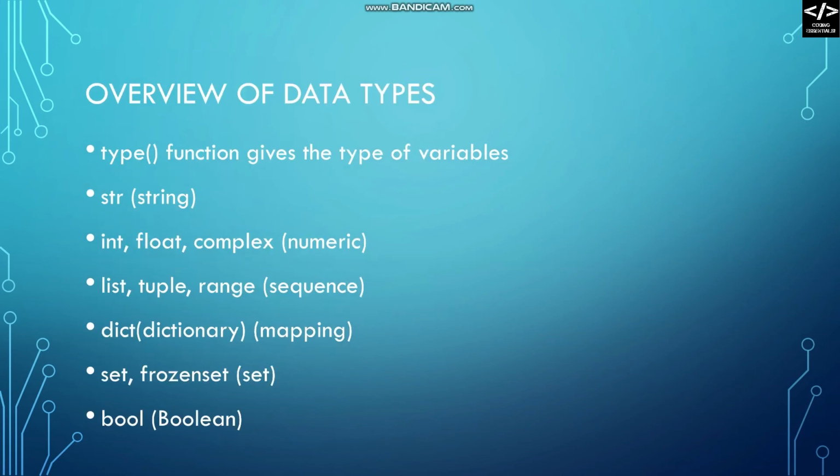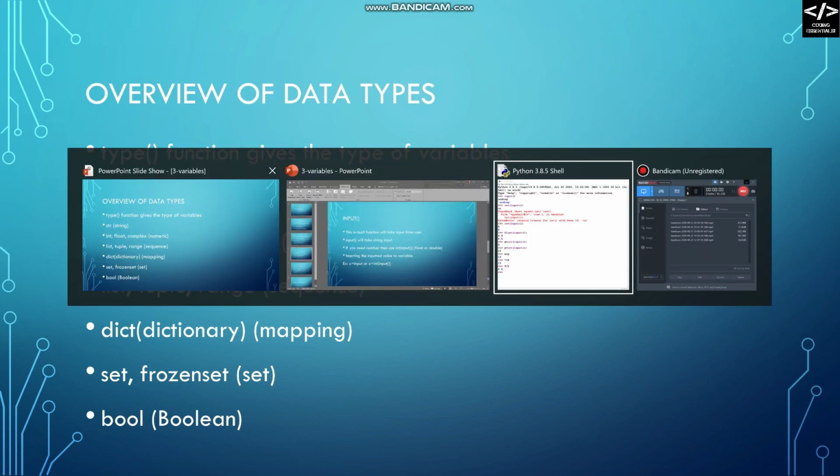Now I will give you an overview of data types. The type function gives the type of variables. I will tell you about it at the last. So there are data types. str means string data type. int, float, complex are the numeric data types. list, tuple, range are the sequence data types. dict or dictionary is a mapping data type. set, frozenset are set data types. bool or boolean is a boolean data type. I will tell you each and every data type in detail in upcoming videos.